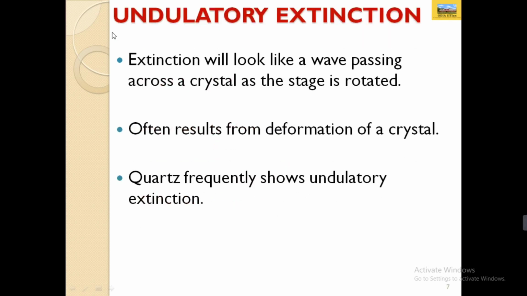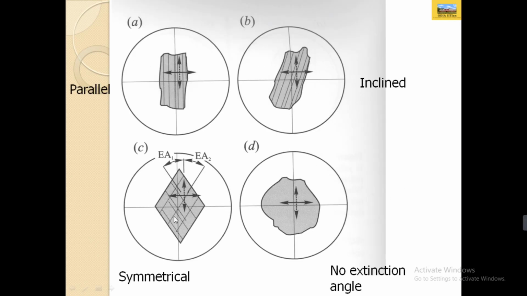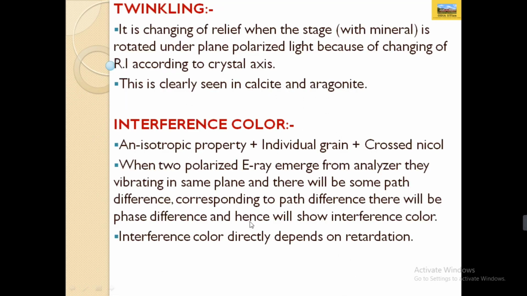Now an important extinction is undulose extinction. In this case, extinction looks like a wave passing across a crystal as the stage is rotated, often resulting from deformation of the crystal. Quartz frequently shows undulatory extinction. Now these are the extinctions: this is parallel extinction, which is parallel to the crosshair. This is inclined extinction, which is inclined to the crosshair. This is symmetrical extinction.